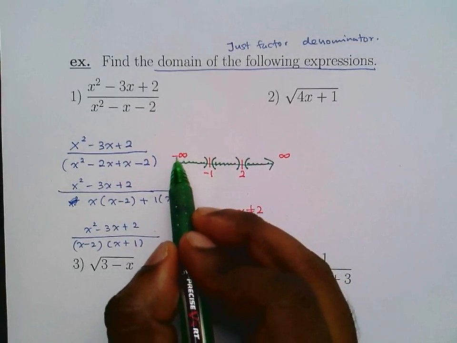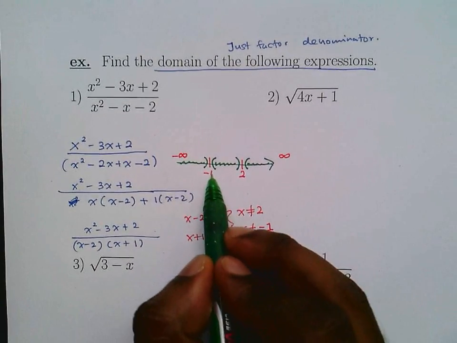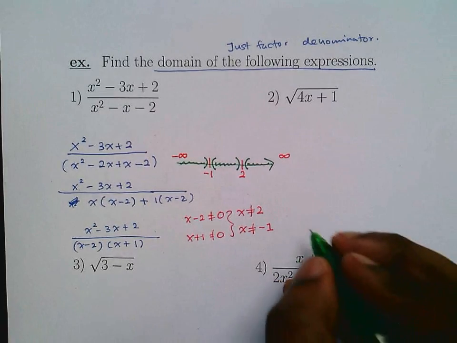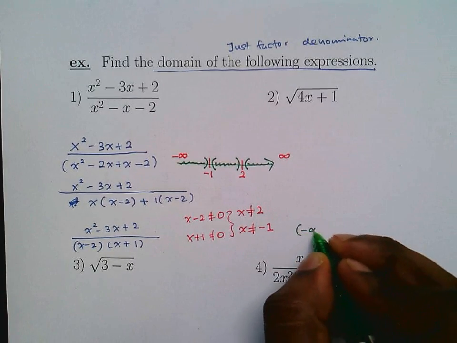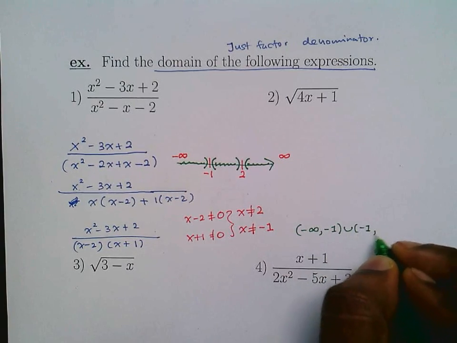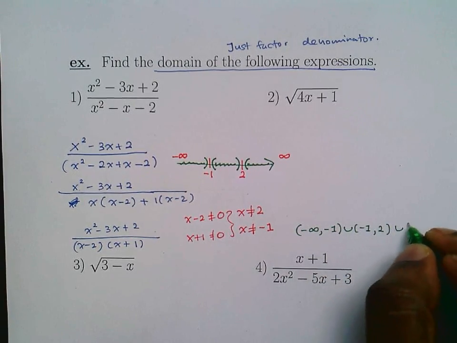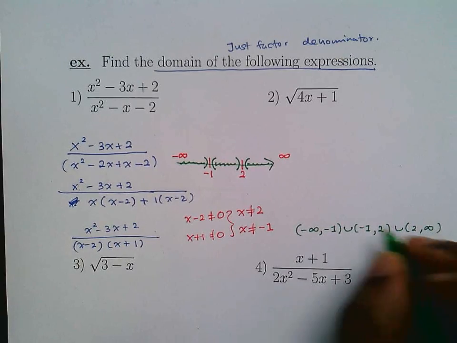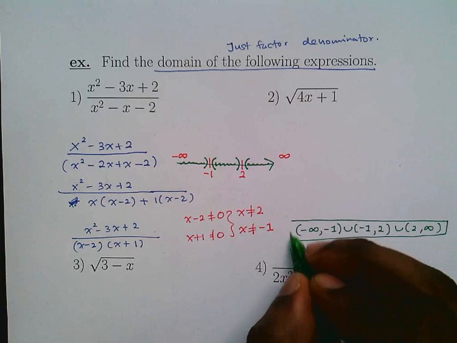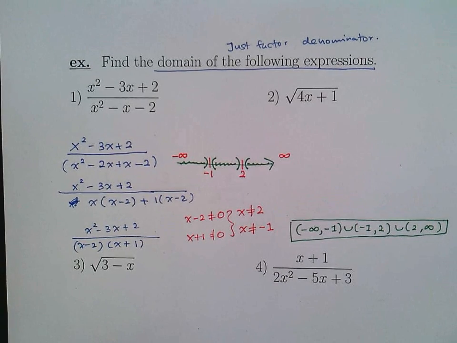So now you can see it's -infinity to -1, and then -1 to 2, and then 2 to infinity, everything with parentheses. So -infinity to -1, -1 to 2, and then 2 to infinity. Okay, that's how you write it in interval notation.